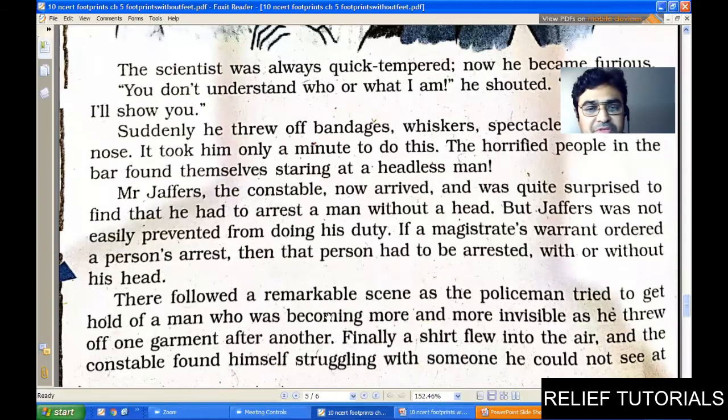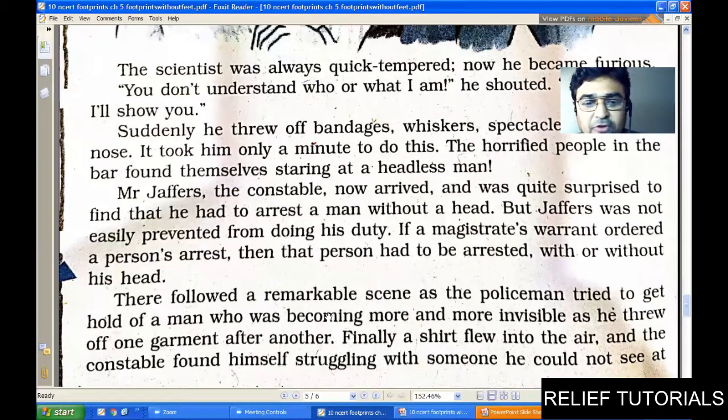Mr. Jaffar, that is the name of the constable, now arrived and was quite surprised to find that he had to arrest a man without a head. But Jaffar was not easily prevented from doing his duty. He did not give up. He still wanted to put in some effort. If a magistrate's warrant ordered a person's arrest, if he had been given the order, summons or arrest warrant, then the person had to be arrested. He was quite determined, with or without his head.